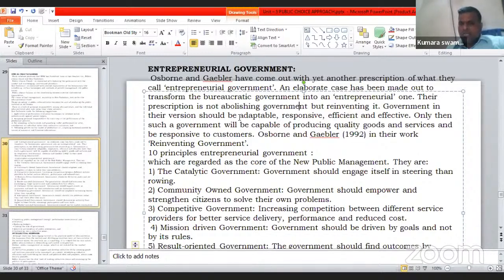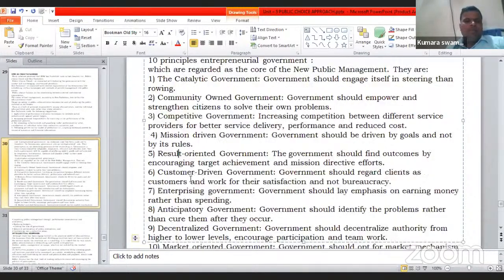Means the government has to change and be replaced with different concepts, and needs to follow different ideas. Only such a government will be capable of producing quality goods and services, and has to respond to the customers. So Gabler and Osborne, in their book Reinventing Government, proposed a few principles of entrepreneurial government which we can discuss. The first one is the catalyst government. Means government should engage itself in steering rather than rowing, and provide the facilities.